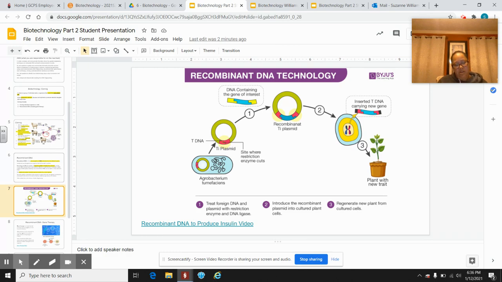So what I would like you to do is pause here and watch the recombinant DNA to produce insulin video. So again, this is an example. The problem is that the body does not produce insulin. The solution is going to be this recombinant DNA that then allows the body to produce insulin. So go watch the video, come back when you're done.